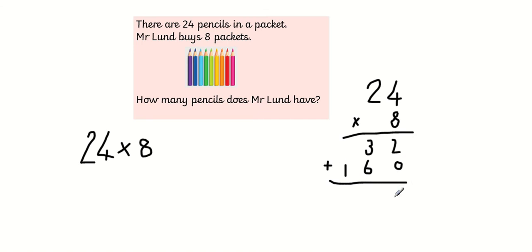Okay, 2 add 0 is 2. 3 add 6 is 9. And nothing add 1 is 1. Okay, so there we go. 192 pencils for Mr. Lund. That's a lot of pencils.